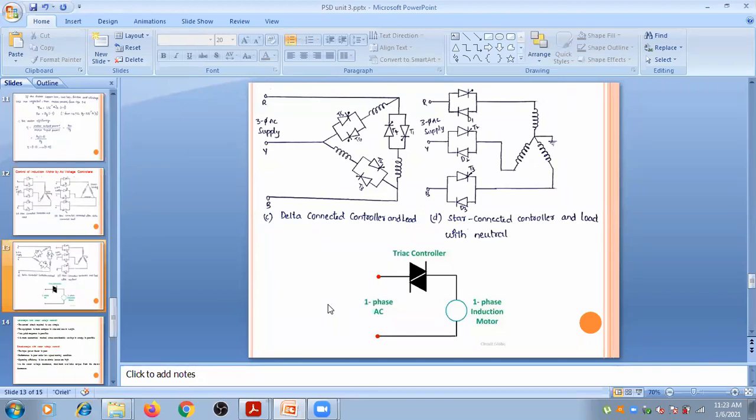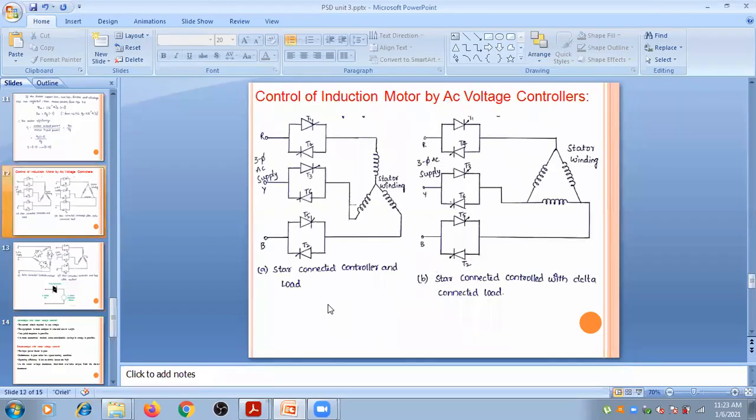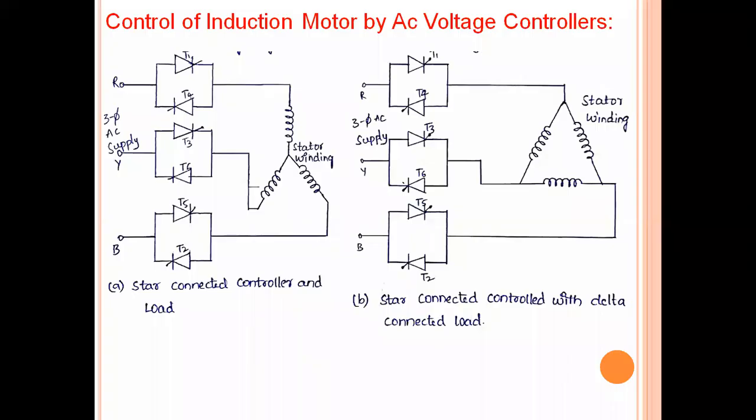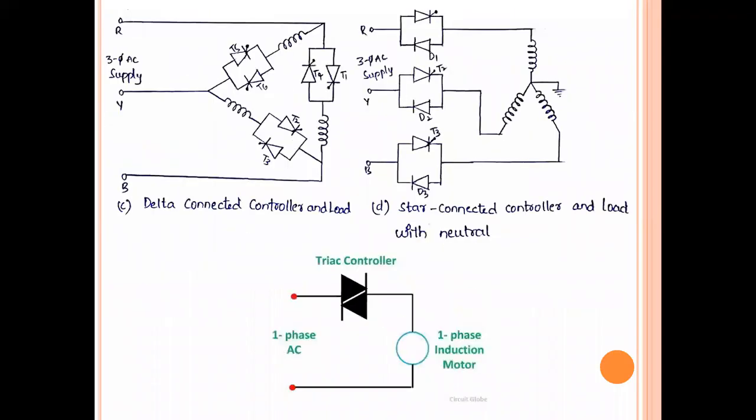So based on the winding connections as well as the AC voltage controller connections, we will have different combinations. All these different combinations have been shown here: A, B, C, and D. And coming to this figure, the last one, which is a single phase connection.